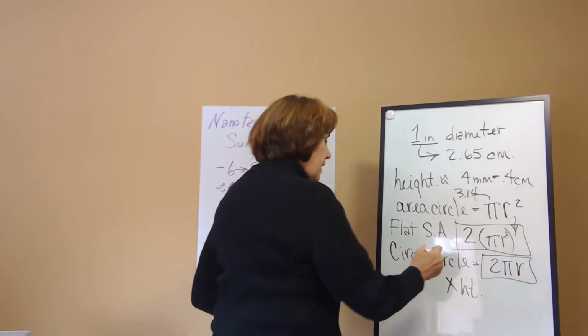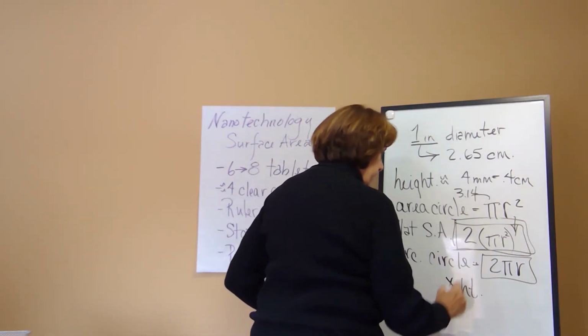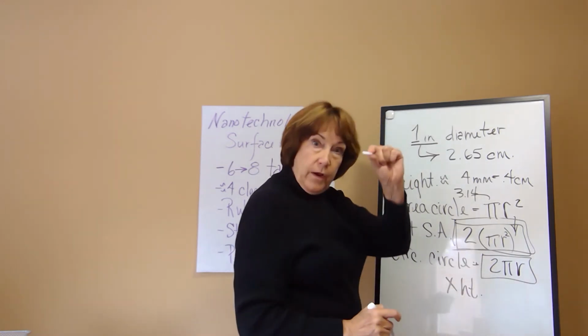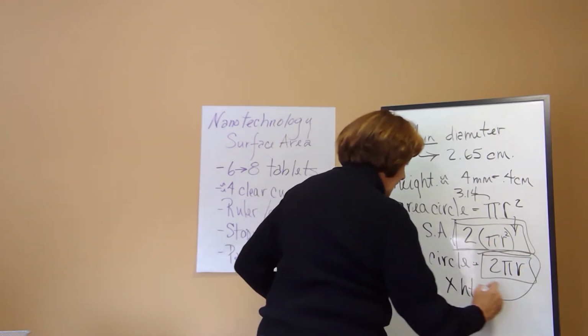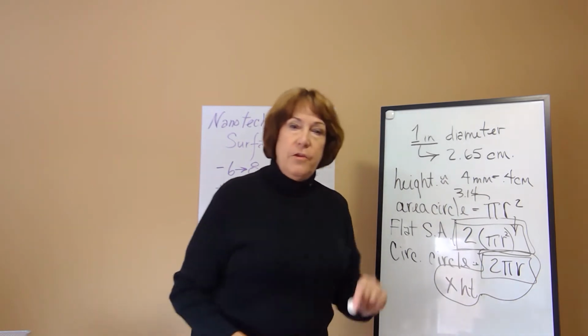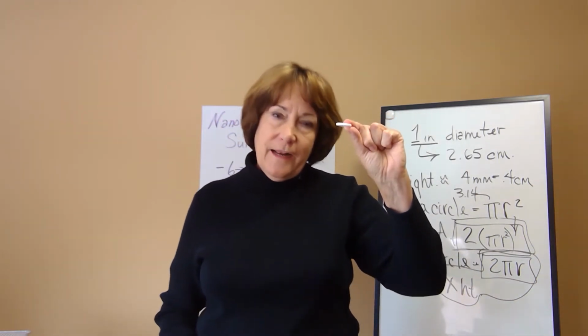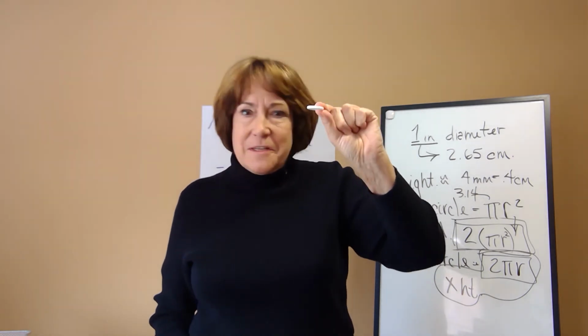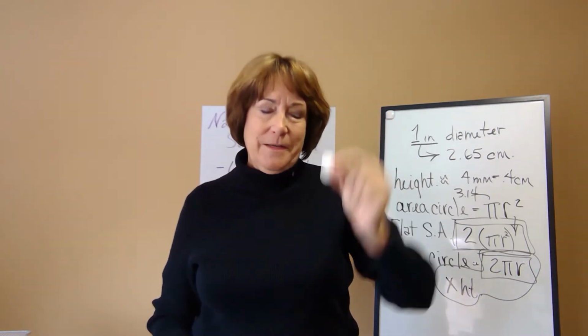And so when you take all three of these numbers, the top and the bottom, and the area of the circumference, you're going to be able to calculate the surface area of this entire Alka-Seltzer or effervescent tablet.